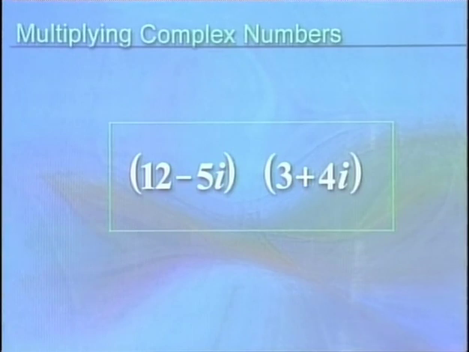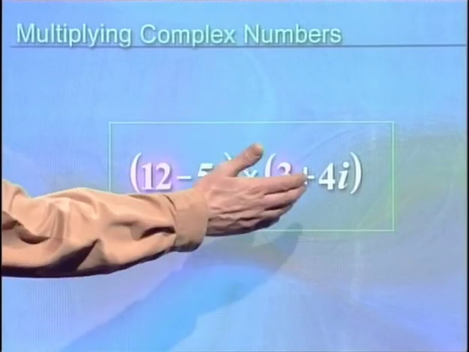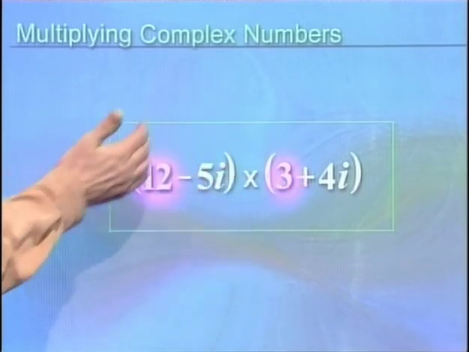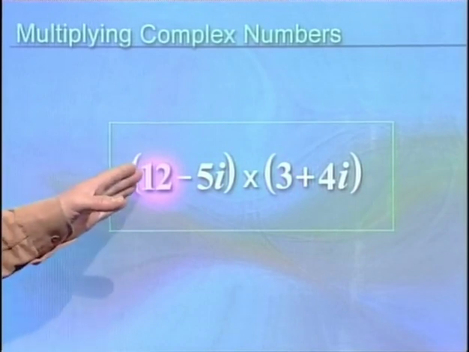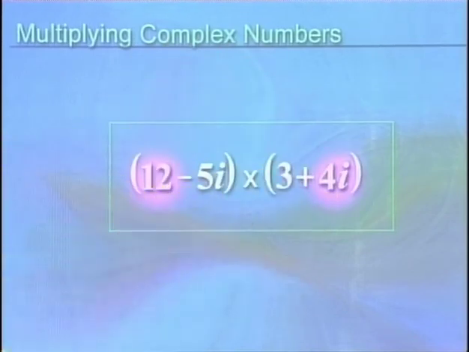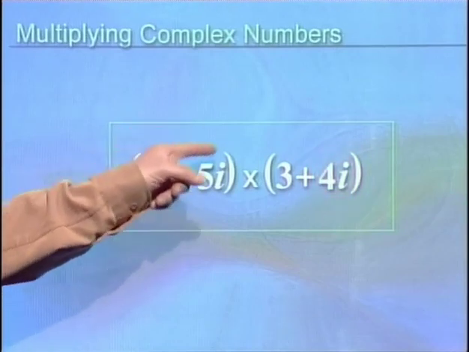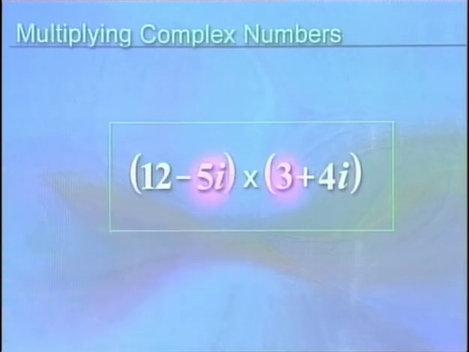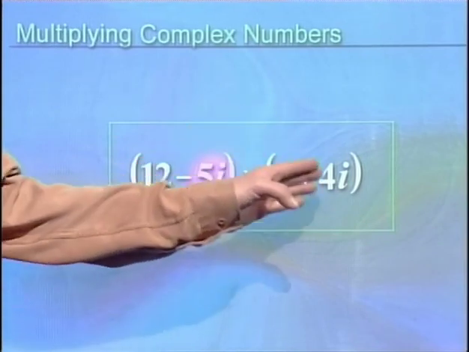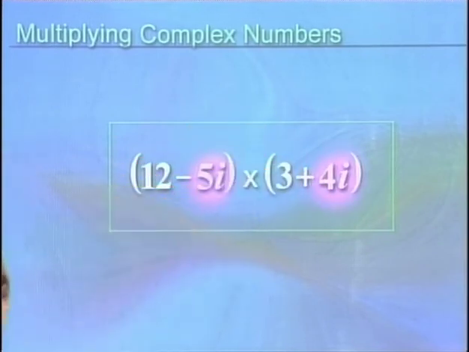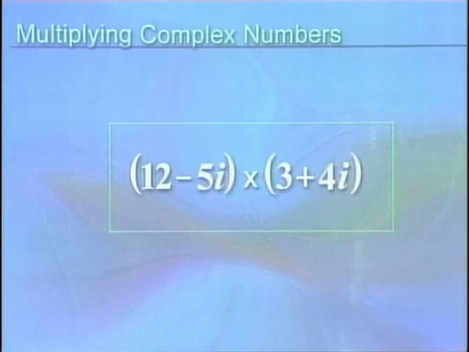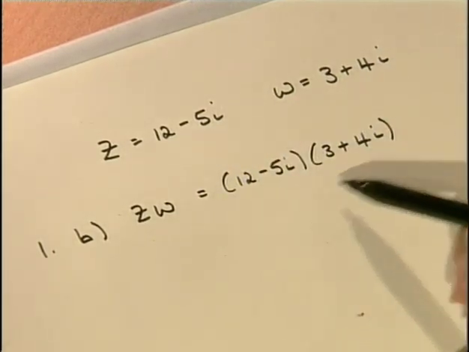If we want to multiply 12 minus 5i times 3 plus 4i, well, it's the usual method of multiplying out two brackets. You've got to multiply each expression in the second bracket by each expression in the first. 12 times 3 to start with, and then 12 times the 4i, and then the -5i, which we've not touched yet, -5i times the 3, and finally the -5i times the 4i. And that's where the i squared equals -1 comes in. Sarah?